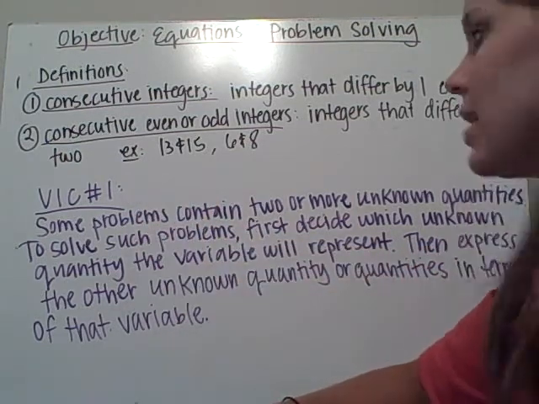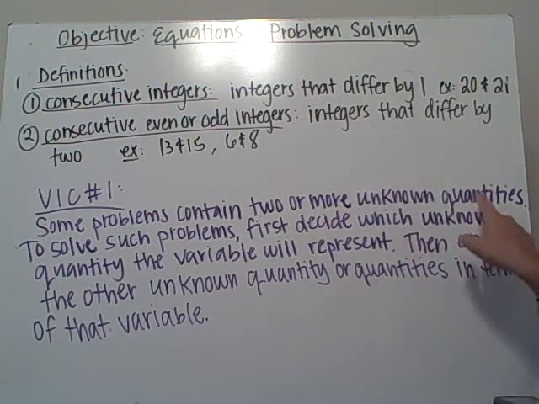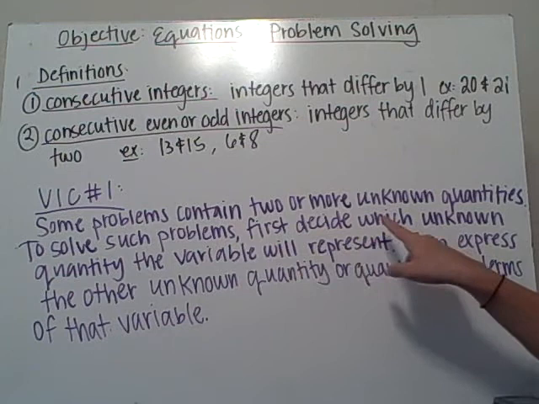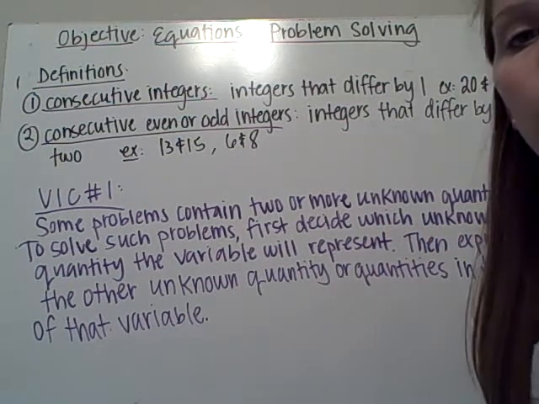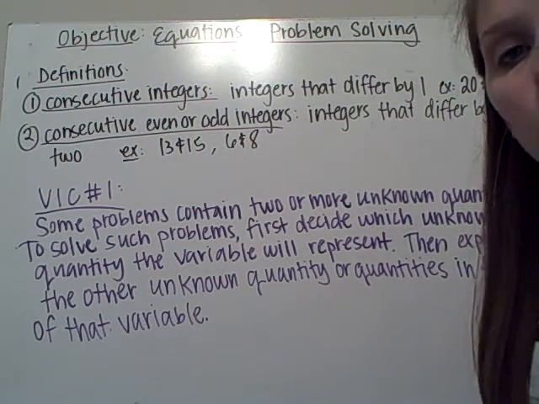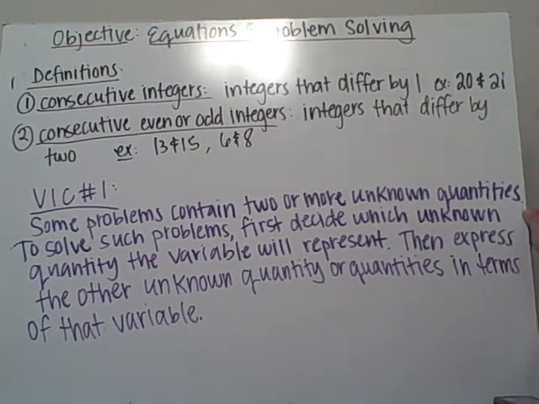Vocabulary number 1 states that some problems contain 2 or more unknown quantities. To solve such problems, first decide which unknown quantity the variable will represent. Then express the other unknown quantities in terms of that variable.